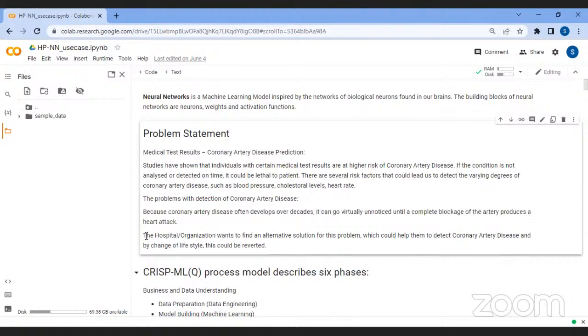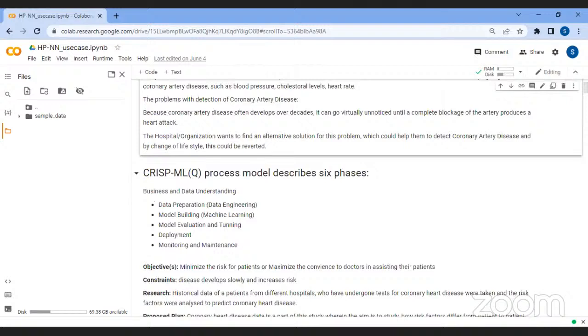So what are we going to do? The hospital or organization wants to find an alternative solution to help them detect coronary artery disease, and by a change of lifestyle, this could be reverted. We have historical data, and we are going to work on this data. Based on the results, we can prescribe to the patient a change in lifestyle, and maybe this condition could be reverted. So that is the problem statement we have.